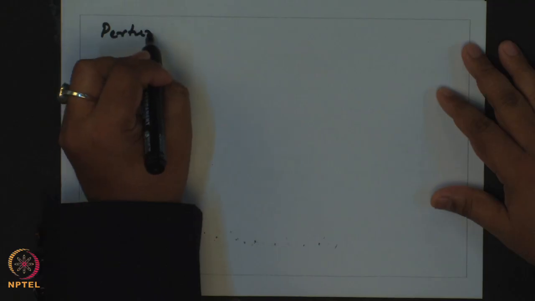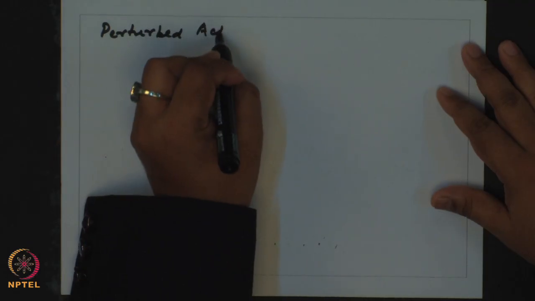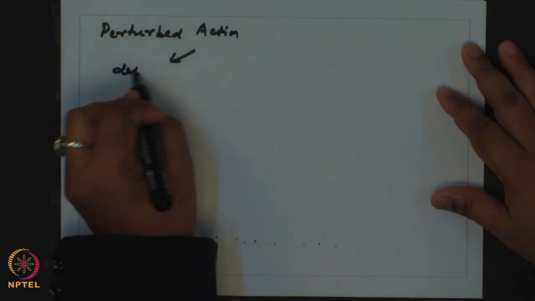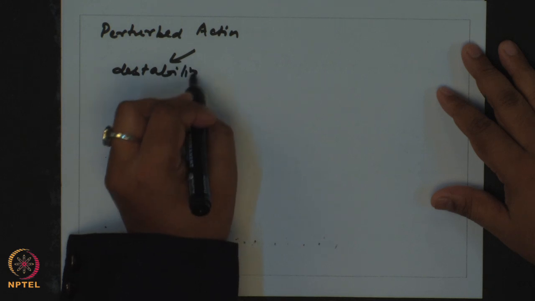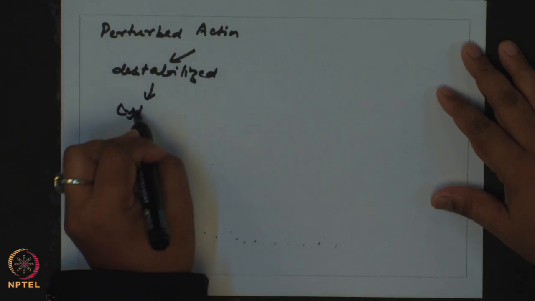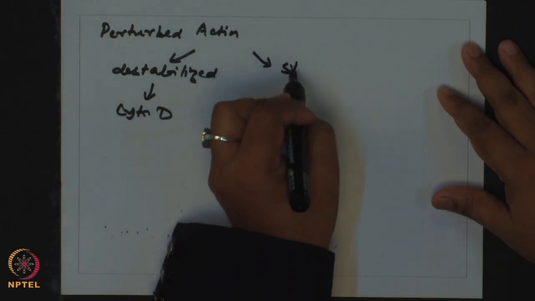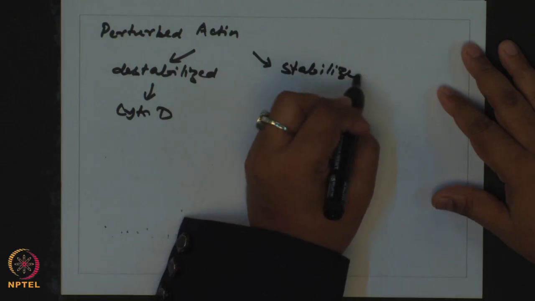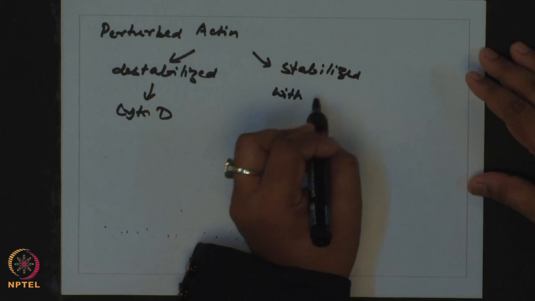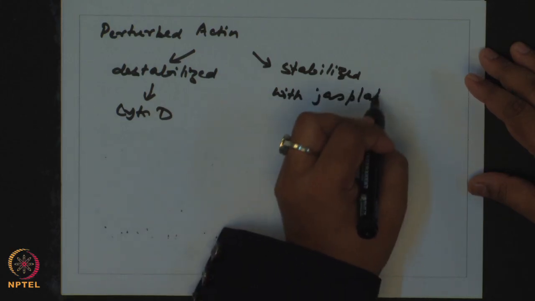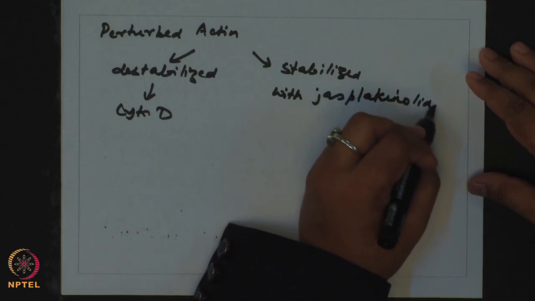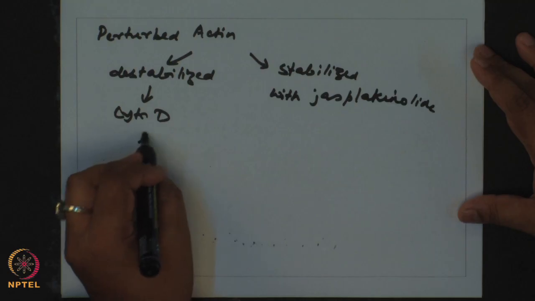Okay. What they then asked was, what is driving these fluctuations? So, they did experiments where they perturbed actin in two ways, either they destabilized the actin network with cytochalasin D, or they stabilized it with jasplakinolide. So, what they found is this.